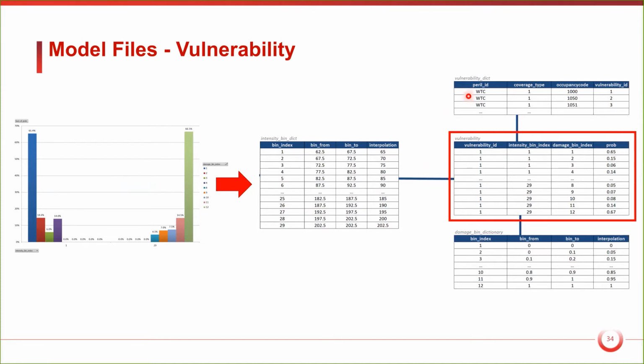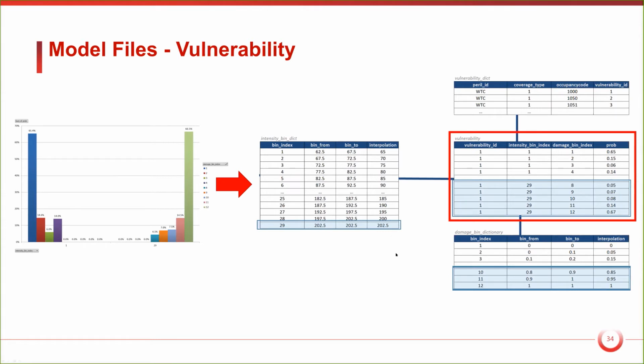I can have as many vulnerability functions as I want, which map to some kind of property of exposure. So in this case, we've got occupancy codes, for my different types of occupancy mapped to different types of vulnerability functions. And then my damage bin dictionary is what we described about these different bars over here. So it's just giving meaning to these integer indexes that are represented in the vulnerability file. So that's how we represent vulnerability.